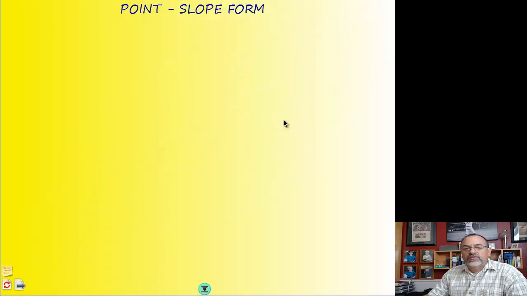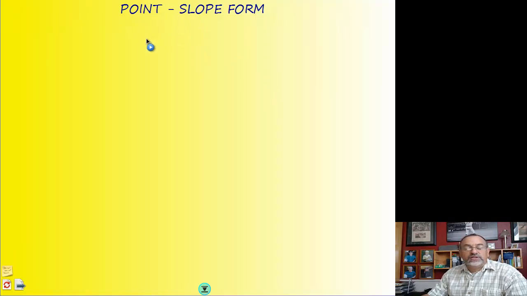Now, point-slope form is probably the most valuable and the most useful. In fact, most of the problems you begin will begin by putting the equation in point-slope form first and then algebraically manipulating it into one of the other forms, standard or slope-intercept. So this is a really important form and very valuable.